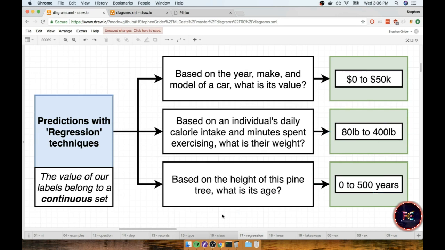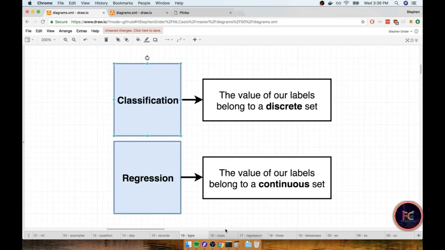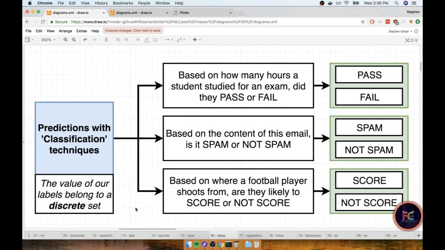Now let's also take a look at some examples using the other type, classification. So with a classification type algorithm or technique, we are trying to predict values that belong to a very small set or a very small pool. So an example of a classification technique would be, say, based on the number of hours that a student studied for an exam, did they pass or fail? In this context, a student can either pass or fail. That's it, no other options, just those two selections. And so that's what I mean by discrete here. We get two options, you either passed or you failed. There is no score or percentage of questions that this student got right. It is solely pass or fail.